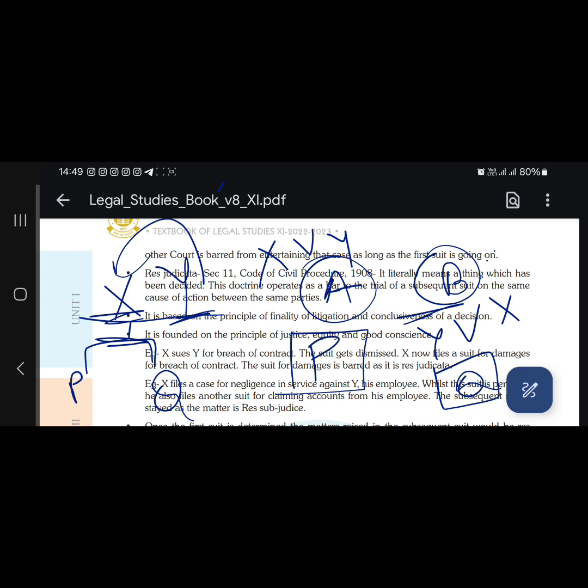but the property in dispute is different. Over here it is P, over here it is Q, so the subject matter has differed, so this suit will be allowed. So you have to see the parties should be same and the subject matter should also be same.